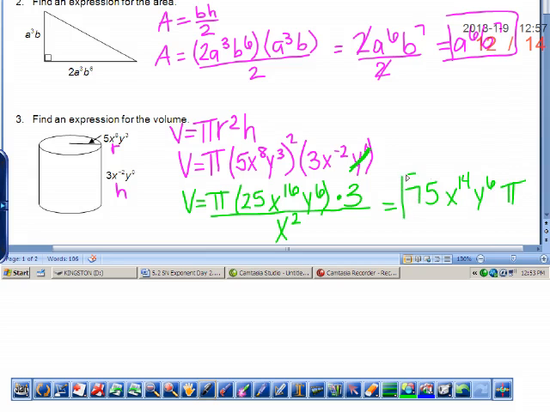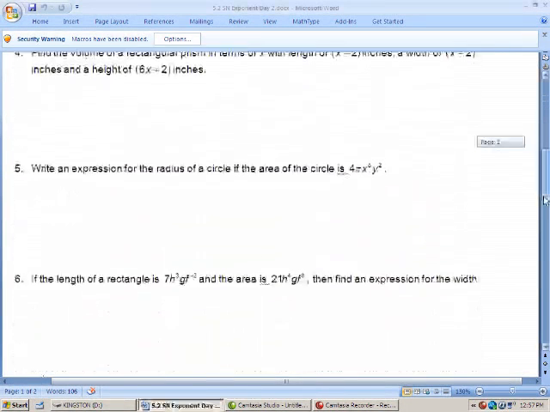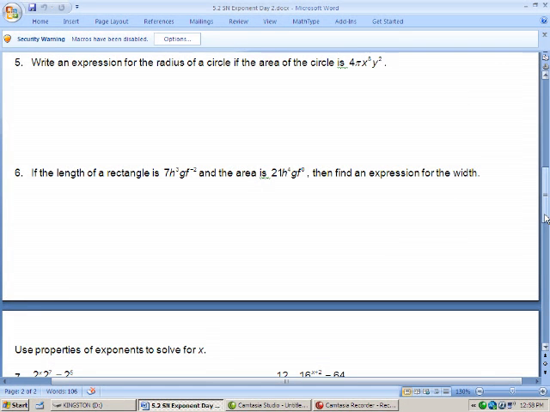Would you necessarily have to write the x squared under? No. As long as you get there, you're good. Other questions on this problem? Okay. All right. We're going to skip number 4. Do you always write pi last, or do you put like 75 pi? That's fine. All right. Now let's look at number 5.